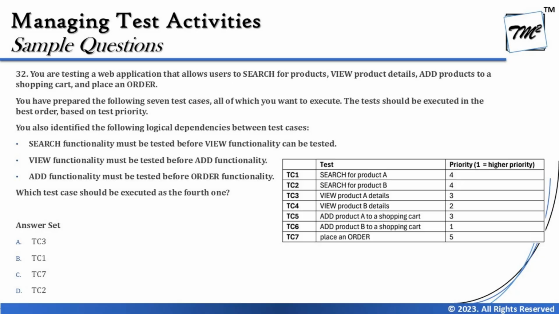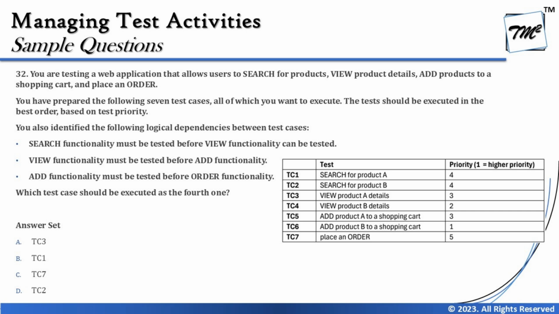Question number 32 says, you are testing a web application that allows users to first search for the products, then view the product details, and then add products to the shopping cart and place the order. I think that's a very generic situation and sequence of activities: search, view, add, and then place the order. You have prepared the following 7 test cases, all of which you want to execute. The tests should be executed in the best order possible based on the test priority.